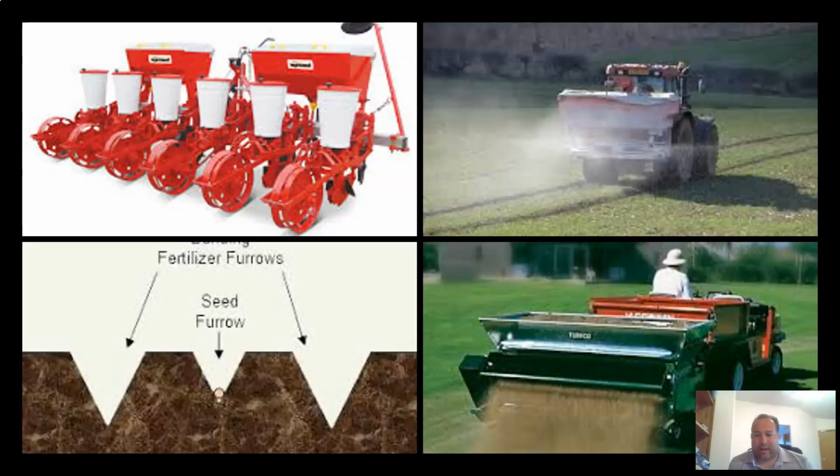Here's just some examples of that, of seed being put out. On the bottom left here, you can see there's the seed furrow, and so then we're fertilizing off in the other furrows. You can see a little bit of a broadcast there in the top right with the spray just going uniformly over the back there. Same thing on the bottom right.